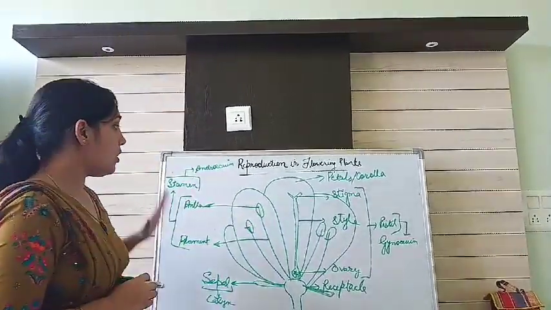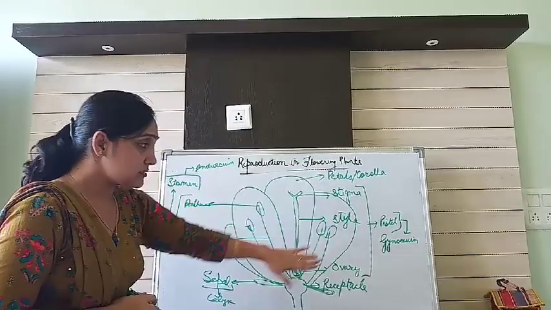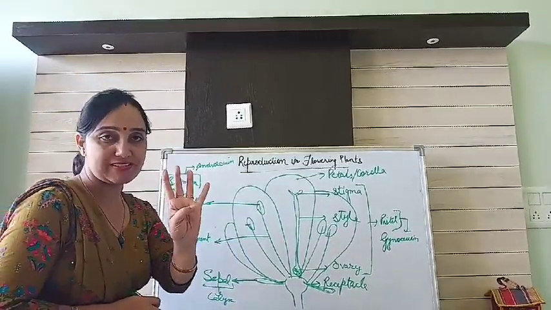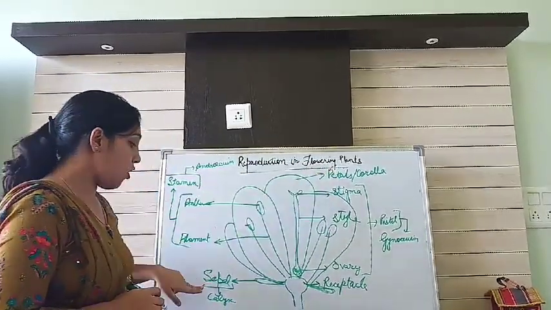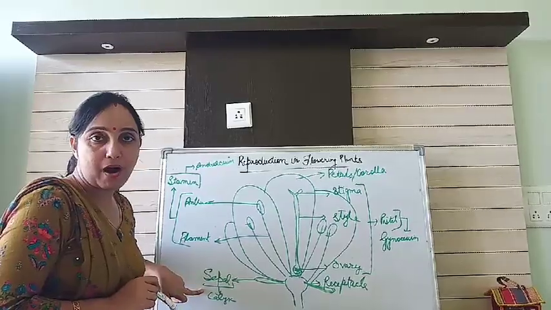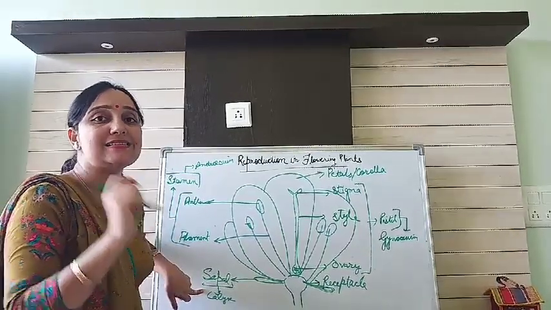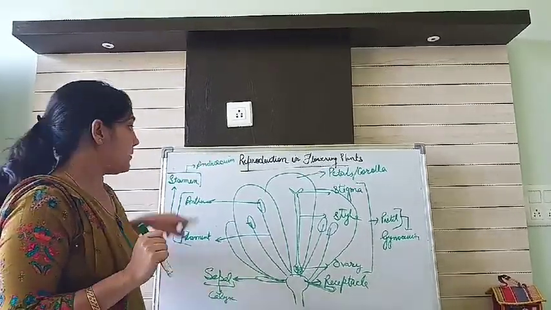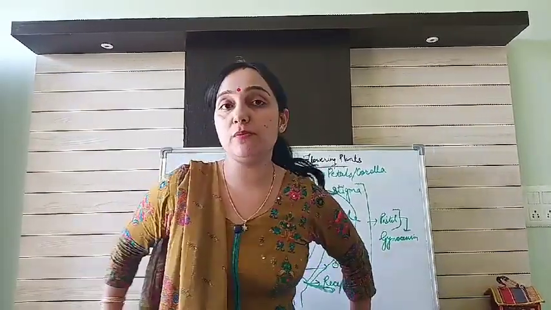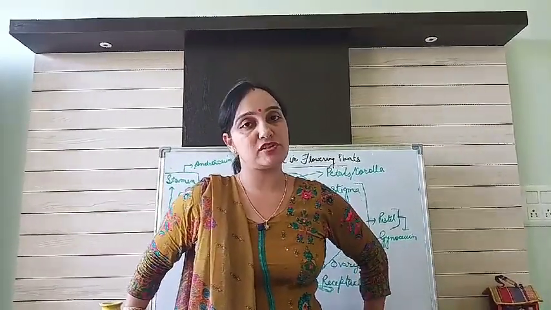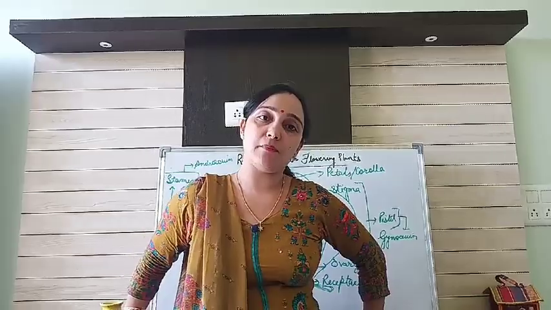Right? So in this we have 4 basic parts. Petals and sepals are non-essential parts. We also call them accessory parts of the flower. But androecium and gynoecium take part in the reproduction process. So these are the essential parts of a flower.